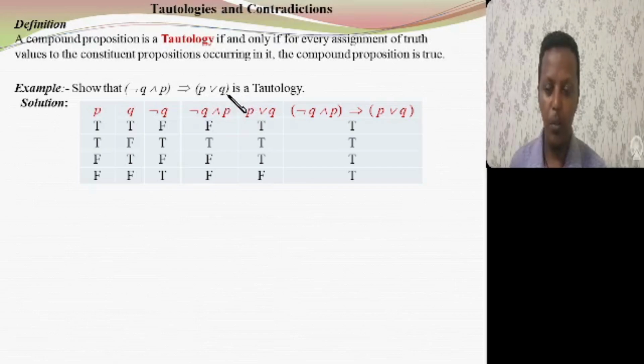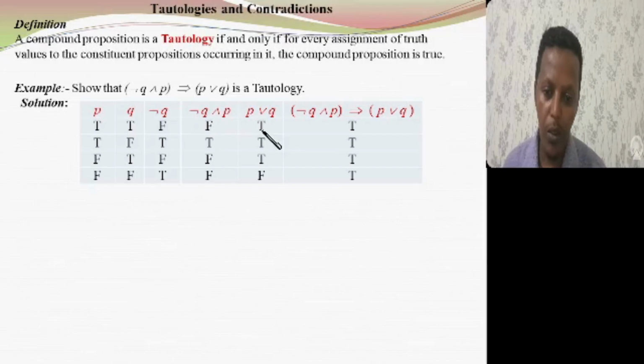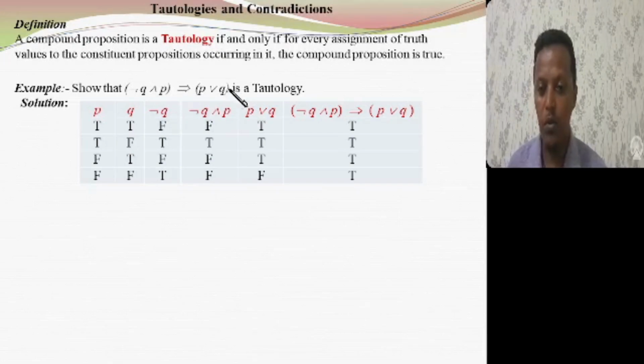And finally, we combine negation Q and P and P or Q by using what? Implication. So from the fourth column to the fifth column based on implication, from left to right. The order is important. For implication, the order is important. So false implies true, it is true. True implies true, it is true. False implies true, true. False implies false, it is what? True. So we don't have a case where the hypothesis is true and the conclusion is false. We don't have such a case.